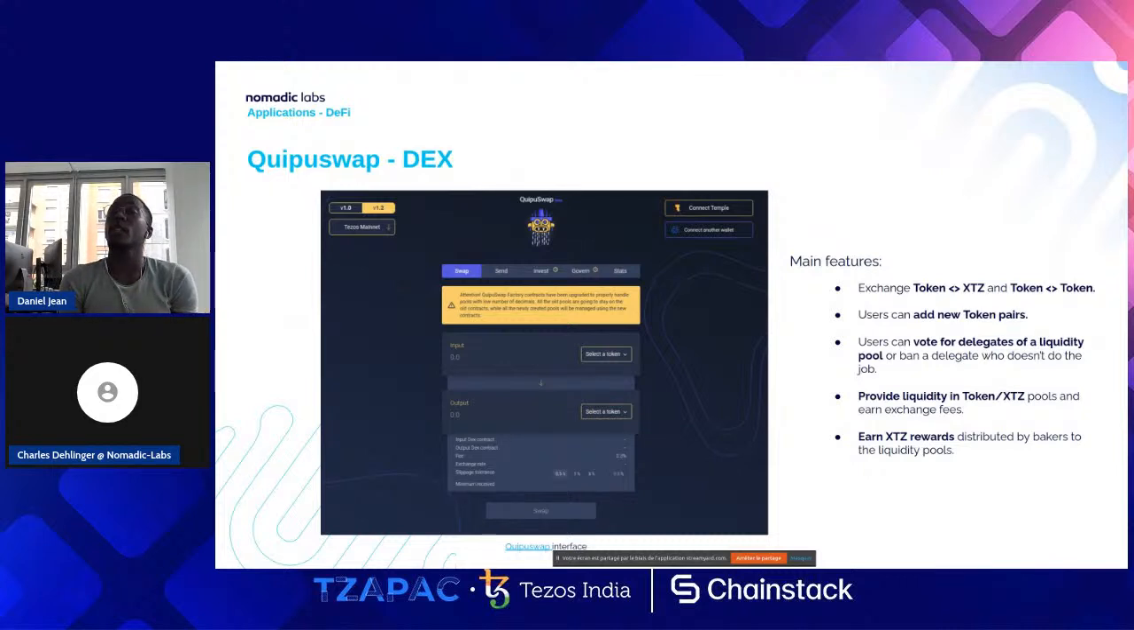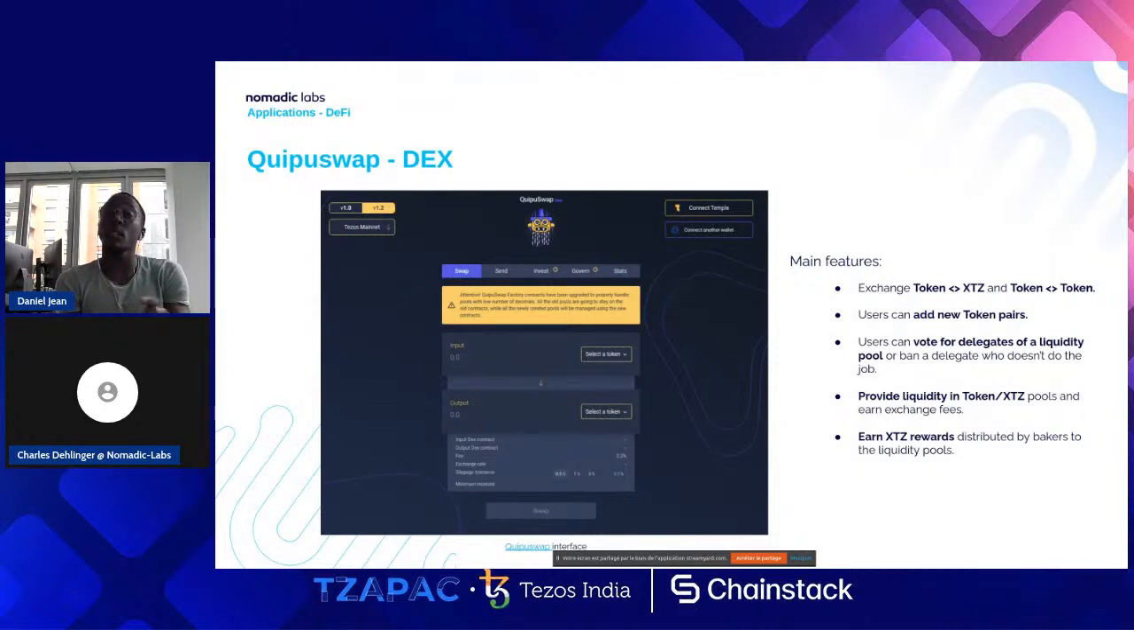One of the major decentralized exchanges on the Tezos blockchain is called KipuSwap. It was released in 2021, and among the main features, you can exchange tokens and XTZ. You can exchange token to token. You can add new token pairs. When you provide liquidity, you can vote for a delegate.